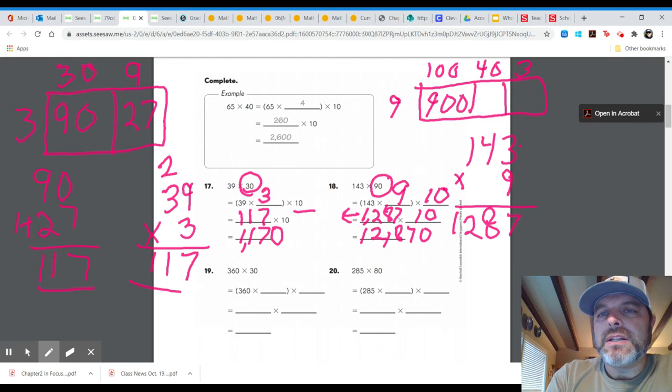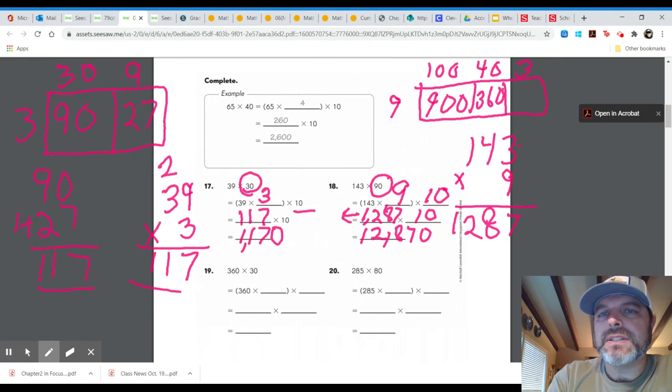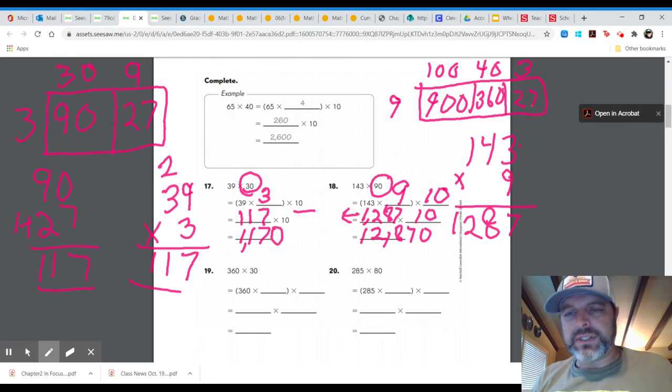Now I can do 9 times 40. So I do 9 times 4, which is 36. And I add a 0, so it's 360. And the last one, 9 times 3, we did earlier is 27. All right, so this time when we have to add up all these three numbers.